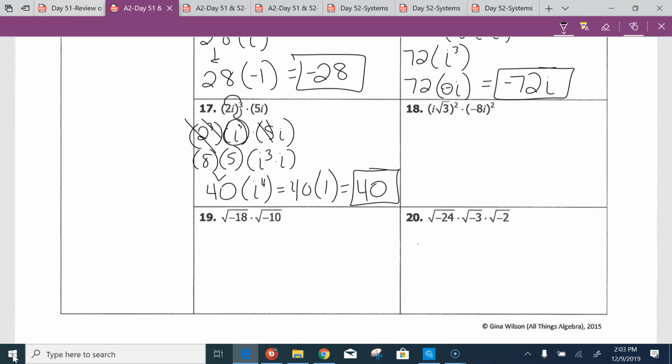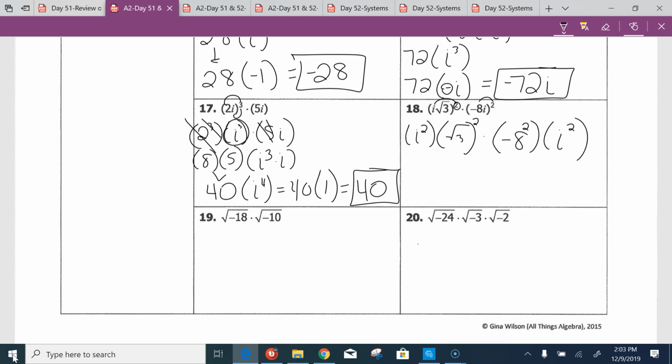Moving on to number 18. So now I have number 18. It looks a little more difficult, but it really isn't. We're going to first square everything. So I squared times the square root of 3 squared times -8 squared times i squared.